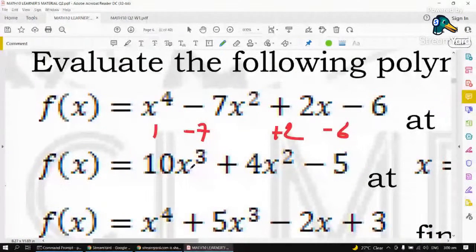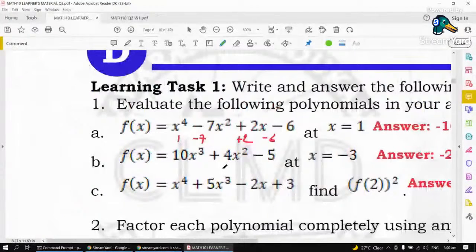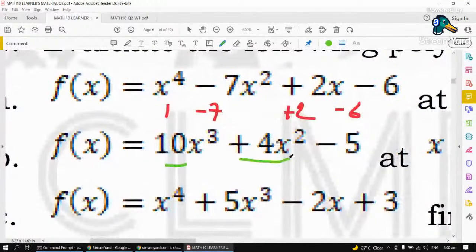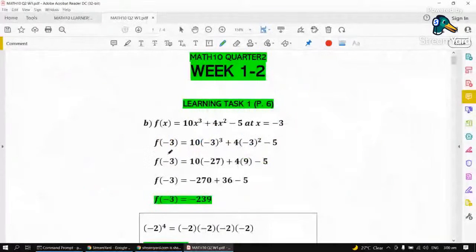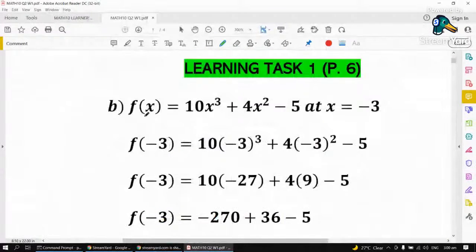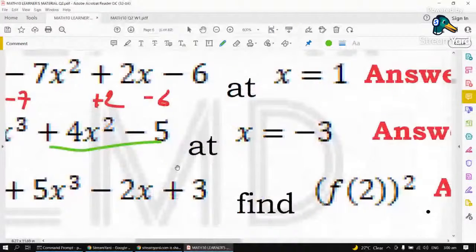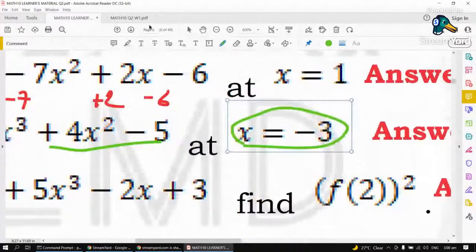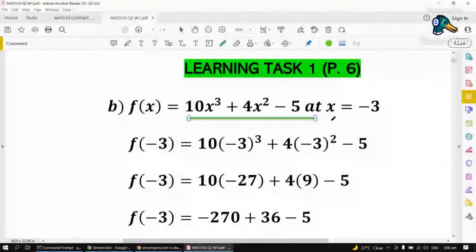So, discuss din natin to, itong number 2. So, letter B, 10x cubed plus 4x squared minus 5. So, kinopya ko yan dito sa aking ginawa dito. So, pareho lang yan, no? 10x cubed plus 4x squared minus 5 at x is equal to negative 3. So, at x is equal to negative 3.